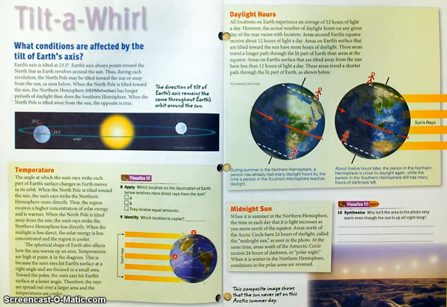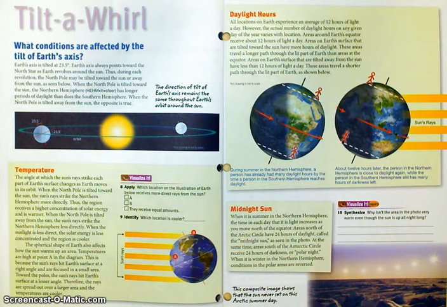Okay, so I'm on 228. Earth's axis is tilted at 23.5 degrees. Earth's axis always points toward the North Star as Earth revolves around the sun. During each revolution, the North Pole may be tilted toward the sun or away from the sun. As seen below, when the North Pole is tilted towards the sun, the northern hemisphere has longer periods of daylight and more direct sunlight than does the southern hemisphere. When the North Pole is tilted away from the sun, the opposite is true.